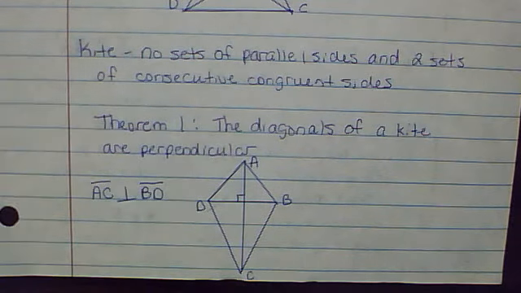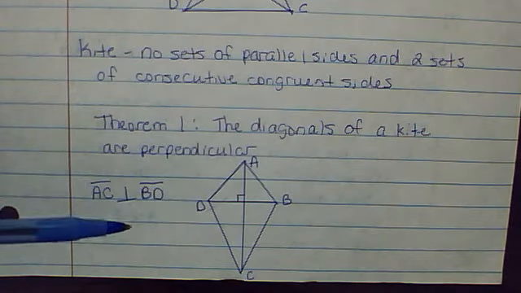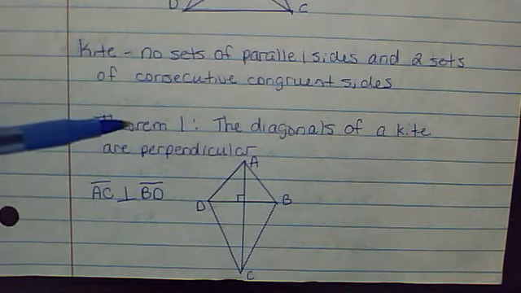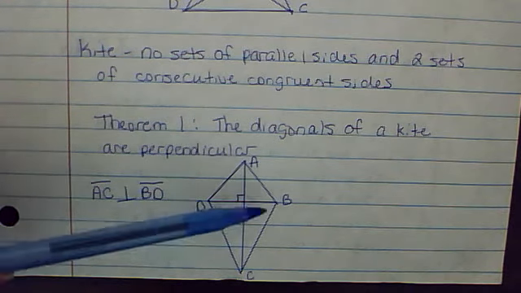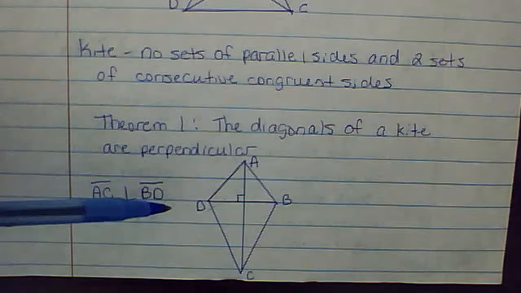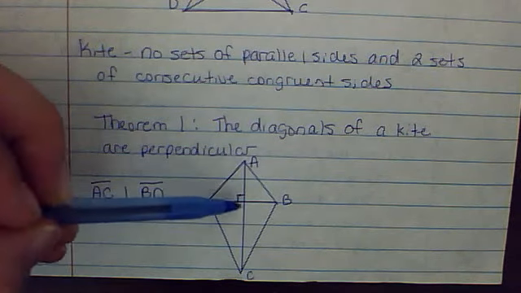Now the first theorem that we're going to look at states that the diagonals of a kite are perpendicular. So before with my trapezoid it said that the diagonals were equal. Now we're saying that the diagonals of the kite are perpendicular. So when they intersect, we're actually looking at 90-degree angles here in the center.